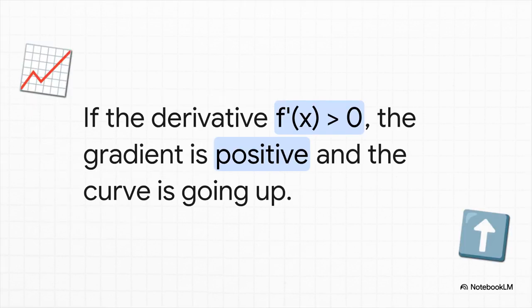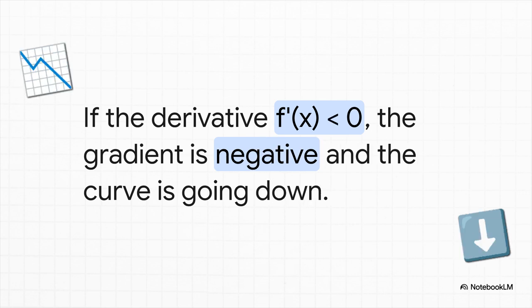So how do we know where the function's rising? It's super easy. In any section where the derivative, f prime of x, is positive, greater than 0, that means the gradient is positive, the curve is going up. Simple as that. You're climbing the hill. And on the flip side, if that derivative is negative or less than 0, then the gradient is negative. The function is going down. It's on a downward slope. These two simple rules are all you need to fill in the gaps between your stationary points.